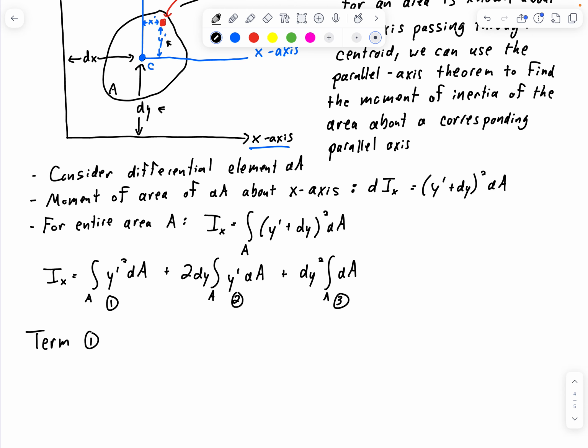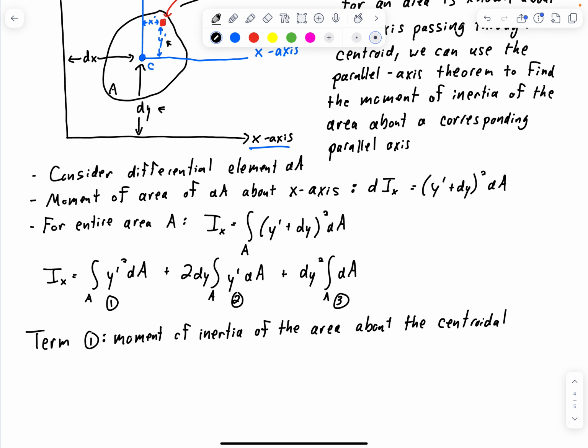So what is term 1? If we look at term 1, we can see that this is already the moment of inertia of the area about that centroidal axis. And so this is what we would call I sub x prime bar. So that's the first term.